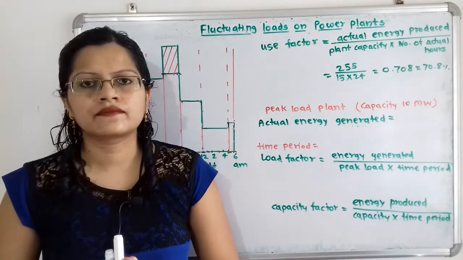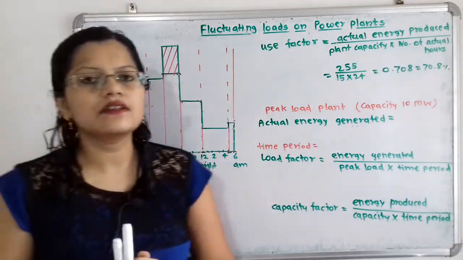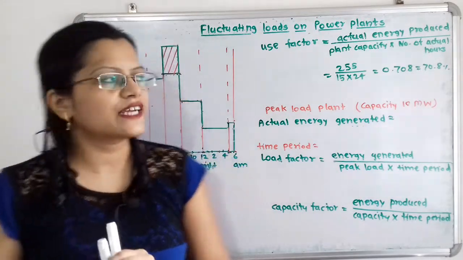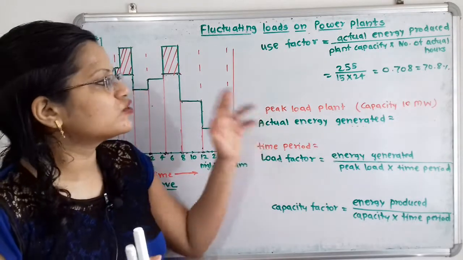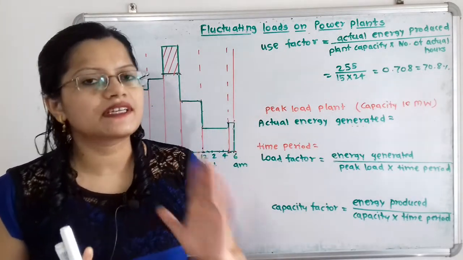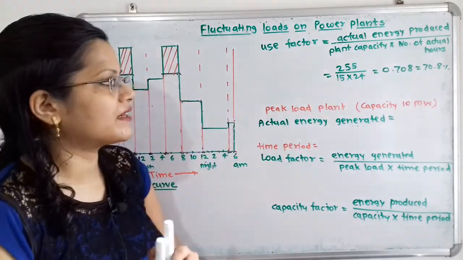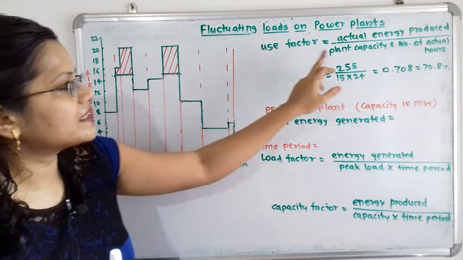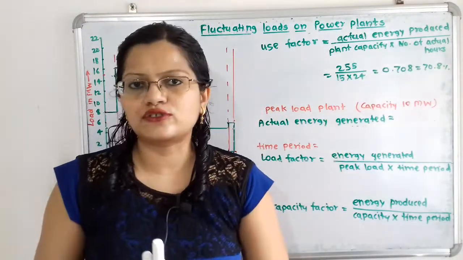62.5%. Now we will make the calculation for use factor, but before that, one correction: actual energy produced for the base load plant is 255 megawatt hours. So it is not 225 but it is 255, and we have to consider here 255 megawatt hours. So here use factor is actual energy produced divided by plant capacity into number of actual hours.